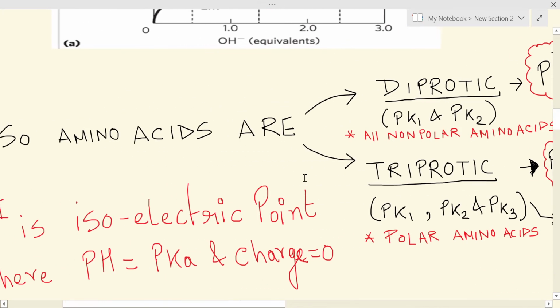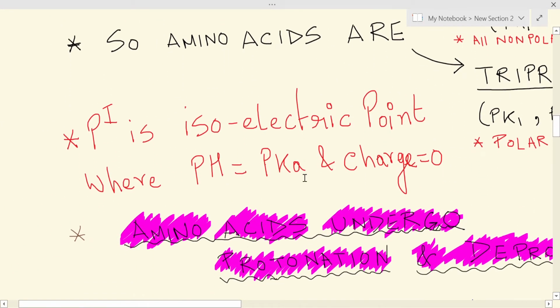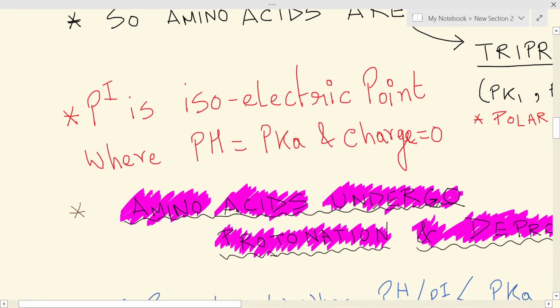Now, as I have already mentioned before, the Pi value is the isoelectric point where the net charge is 0. And this definition is very important.